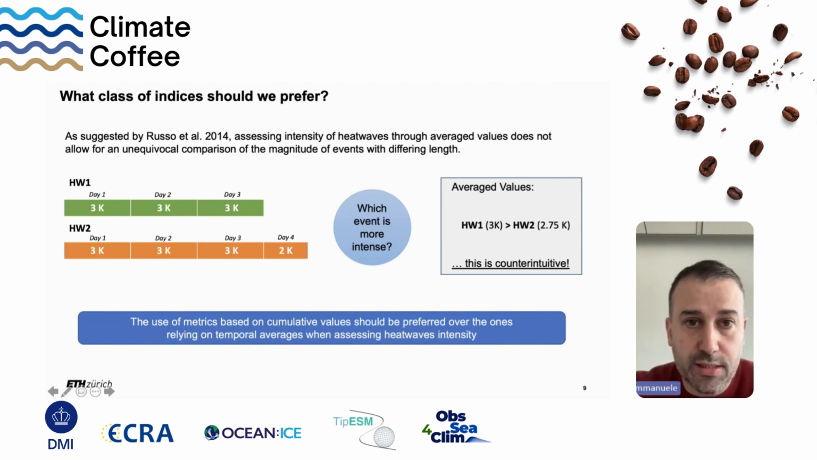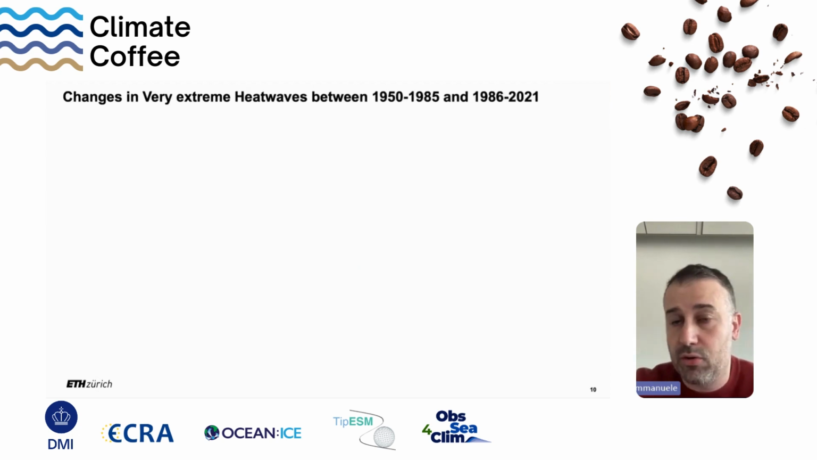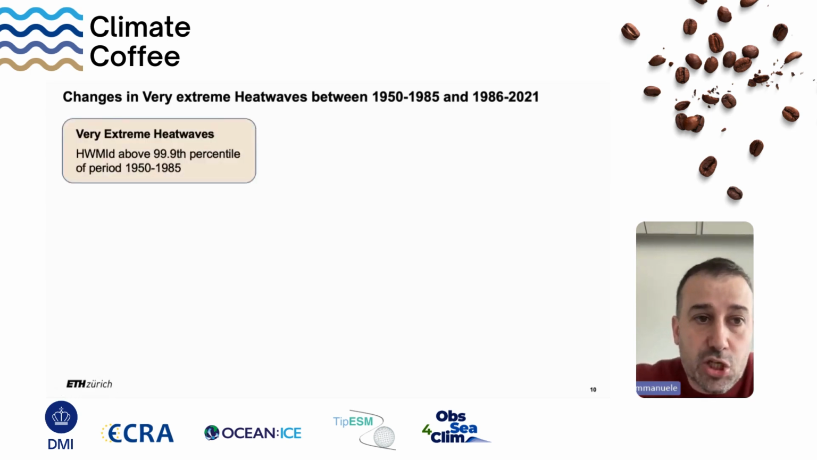Finally, we just have a look at trends or differences between the periods 1950 to 1985 and 1986 to 2021 in terms of very extreme heatwave intensity. So we basically select in each period, only for different regions that I will show in the next plot, all the heat waves point by point for which the HWMID exceeds the 99.9th percentile of the period 1950 to 1985.